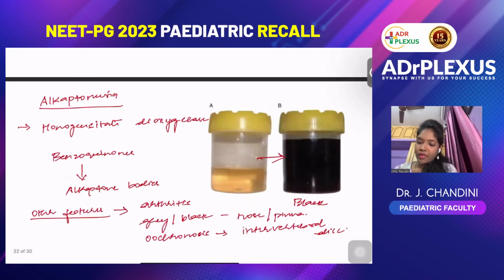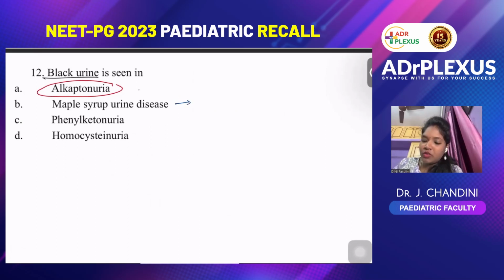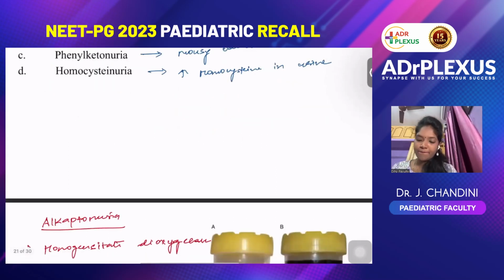Okay. So what about the other options? What is maple syrup urine disease? What do you see in maple syrup urine disease? In MSUD, you see maple syrup odor. What about phenylketonuria? You see mousy odor. What about homocystinuria? There will be increased level of homocysteine in the urine. Okay. So the answer here is alkaptonuria.